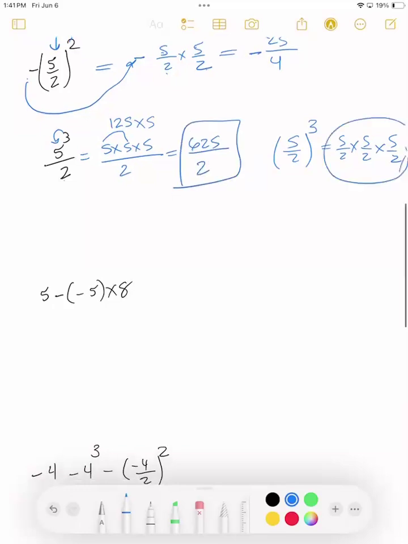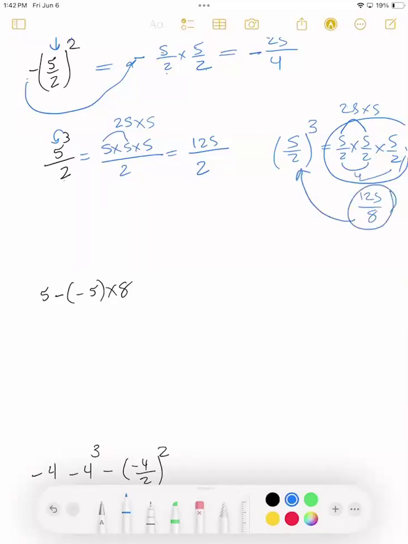Whereas this one, I'm sorry, I don't know why I wrote that. 5 times 5 is 25. 25 times 5 is 125. But now here 5 times 5 is 25, 25 times 5 is 125, 2 times 2 is 4, 4 times 2 is 8. So that would be the answer to this one.